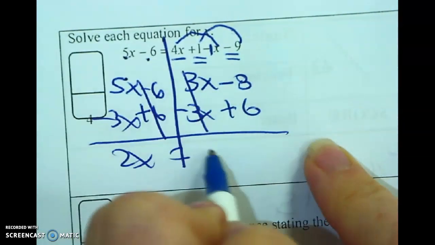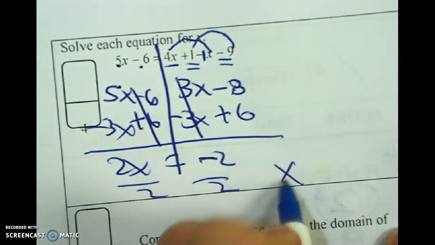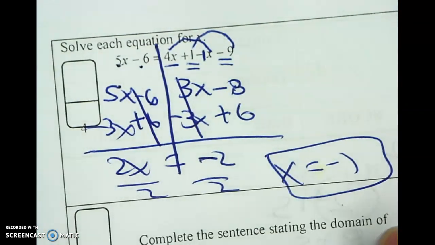2x equals, be careful, negative 2. Divide by 2, x equals negative 1. All right, let's go to the next one.